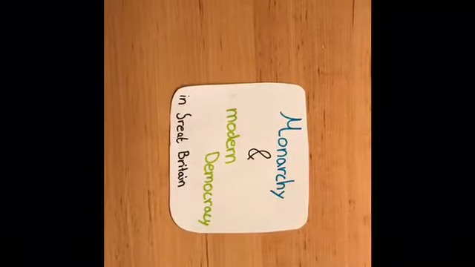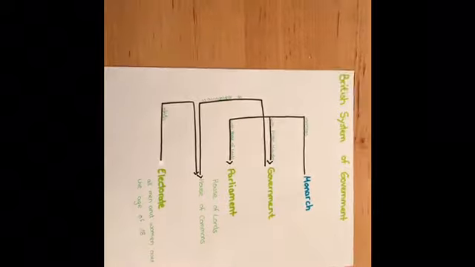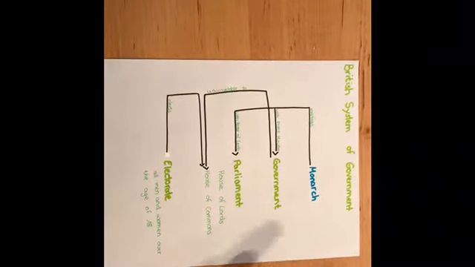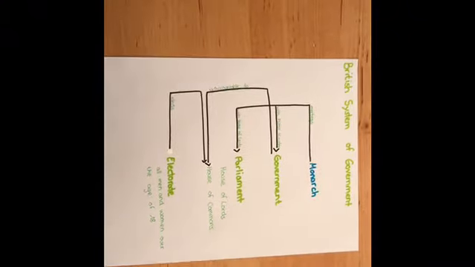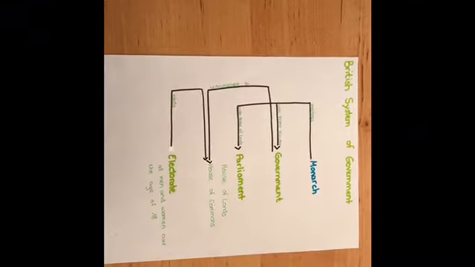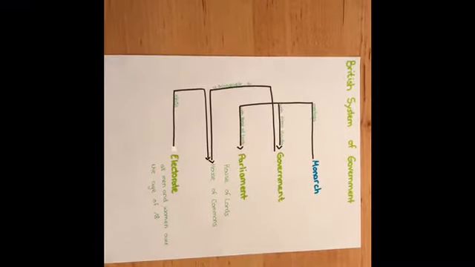Monarchy and modern democracy in Great Britain. Great Britain has a monarch, as you can see here, but in Great Britain they don't have political power. There is a separation of power.